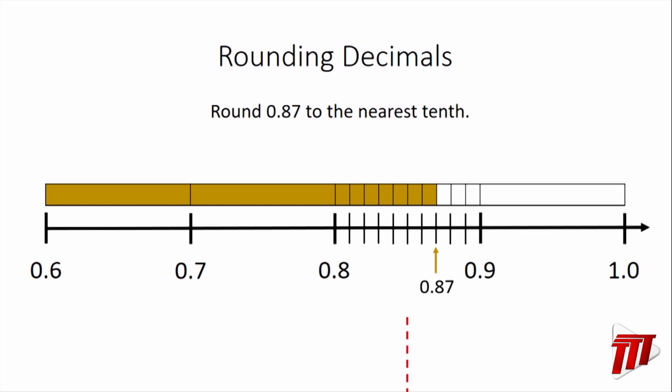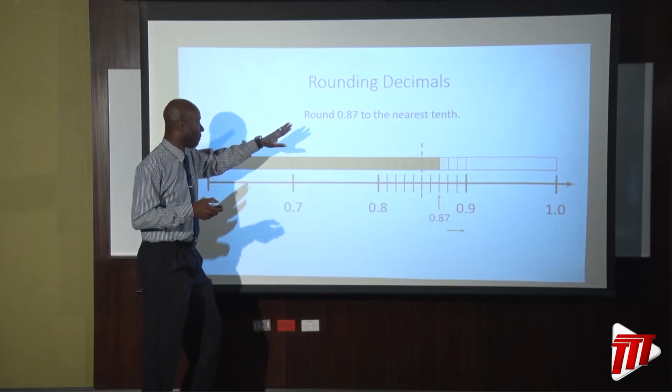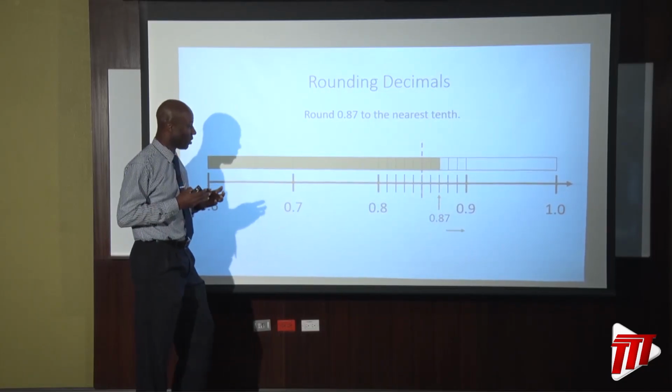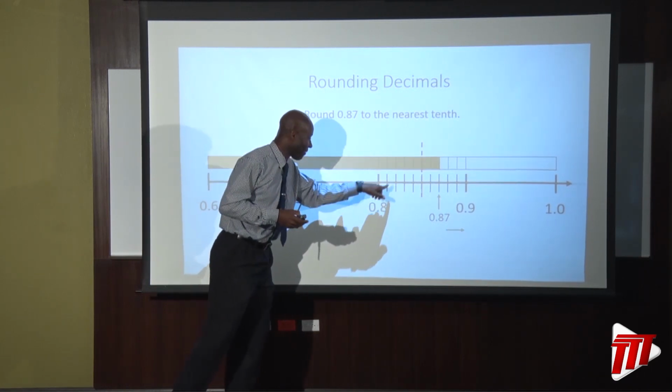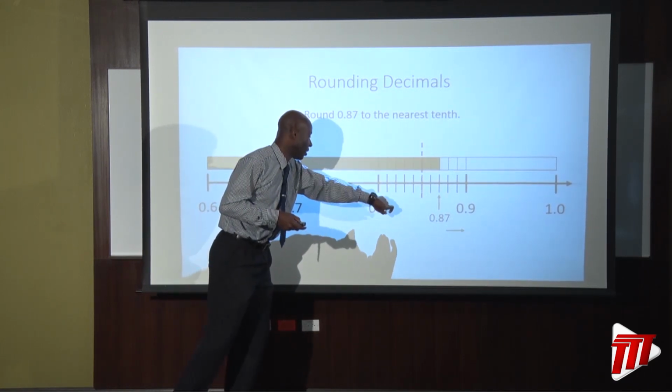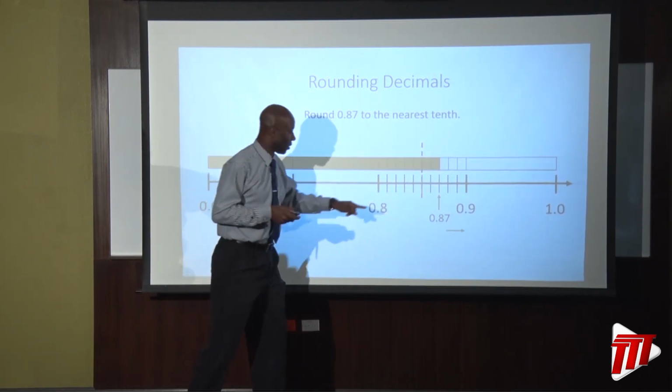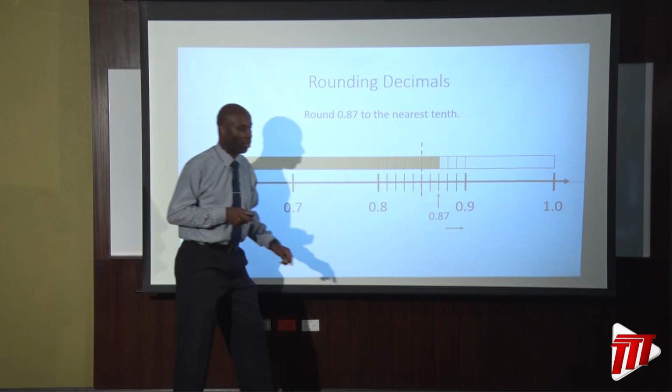What do we do? We identify the midpoint between 8/10 and 9/10. 81 hundredths, 82 hundredths, 83 hundredths, 84 hundredths, 85 hundredths. Clearly, 87 hundredths is located to the right of our midpoint, so we are going to round up. If the value we were asked to round is located to the left of the midpoint, we are going to round down. But what if the value lies exactly on the midpoint?